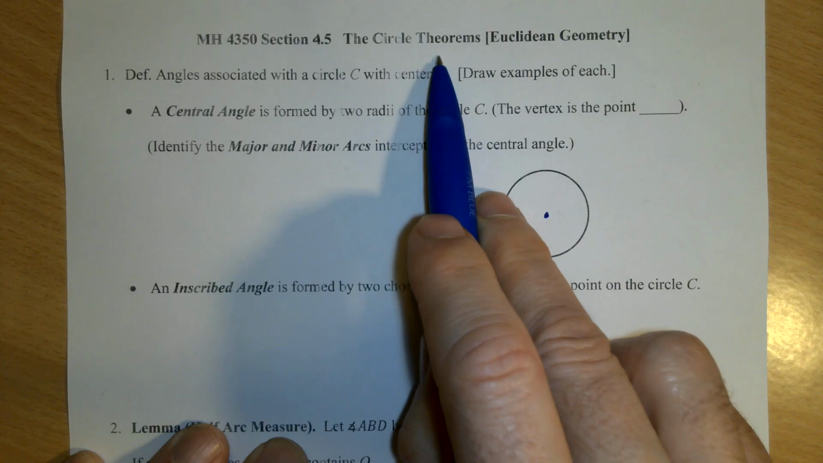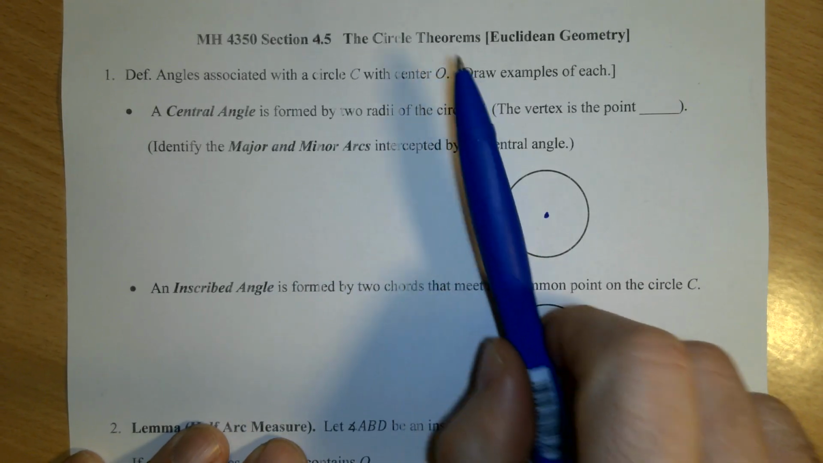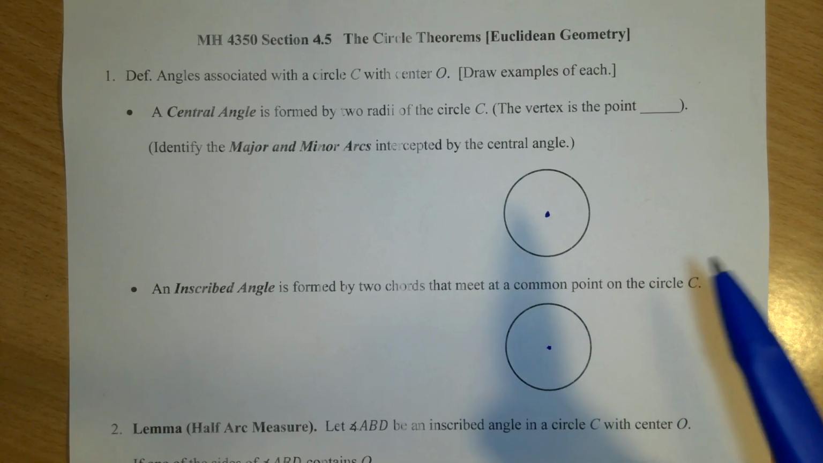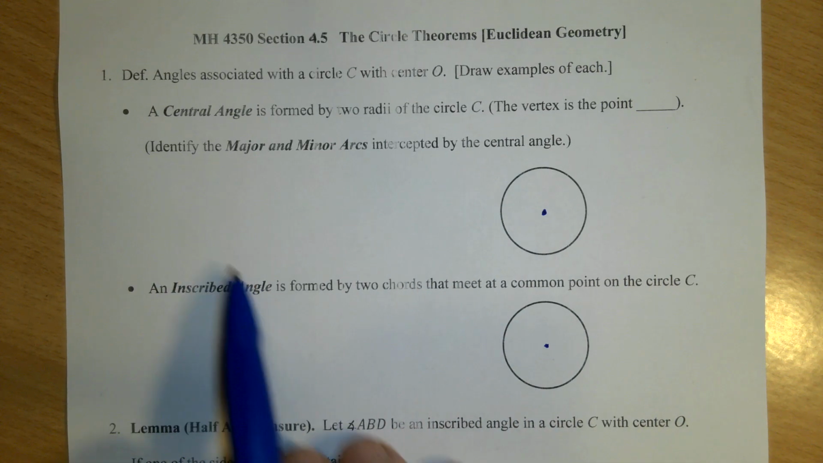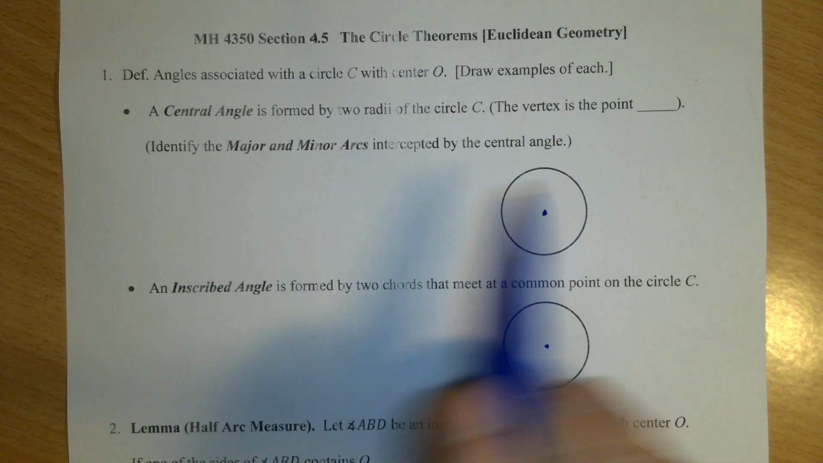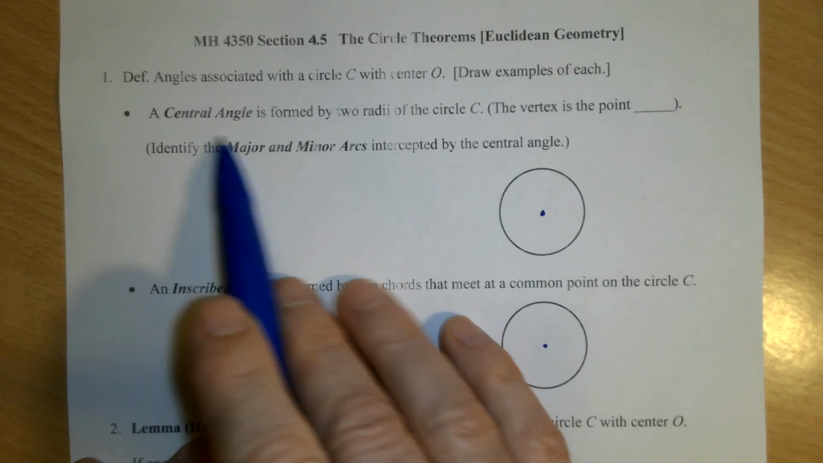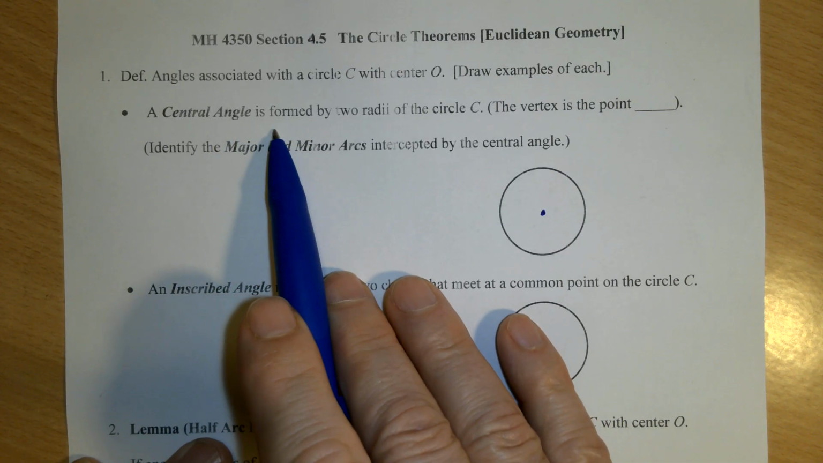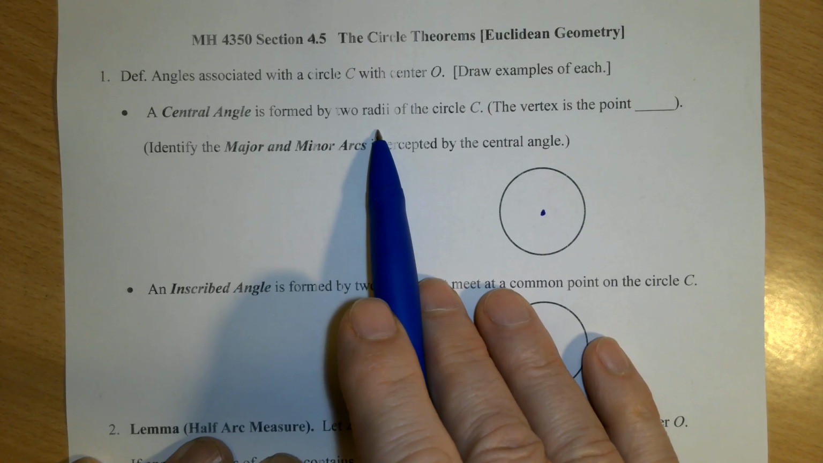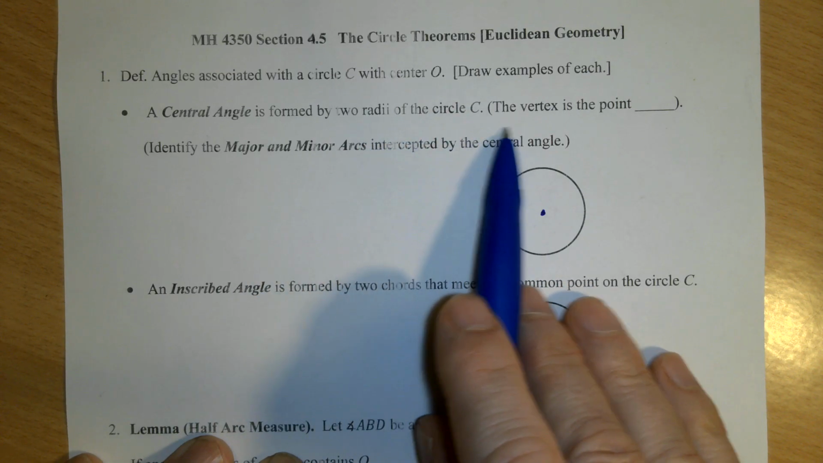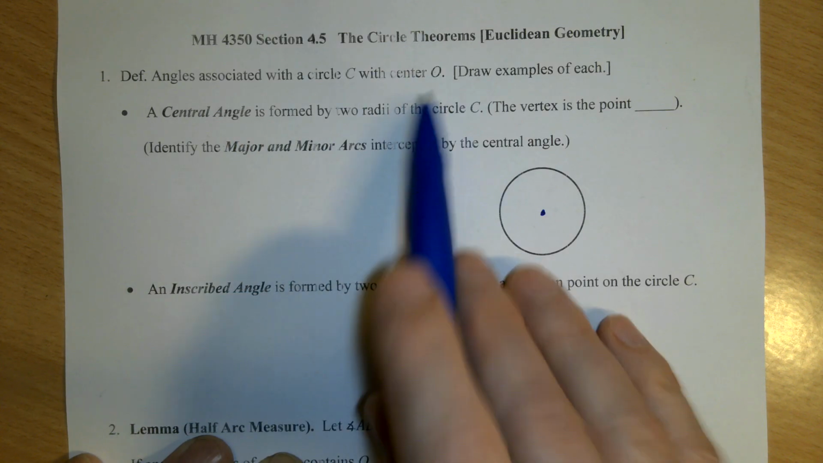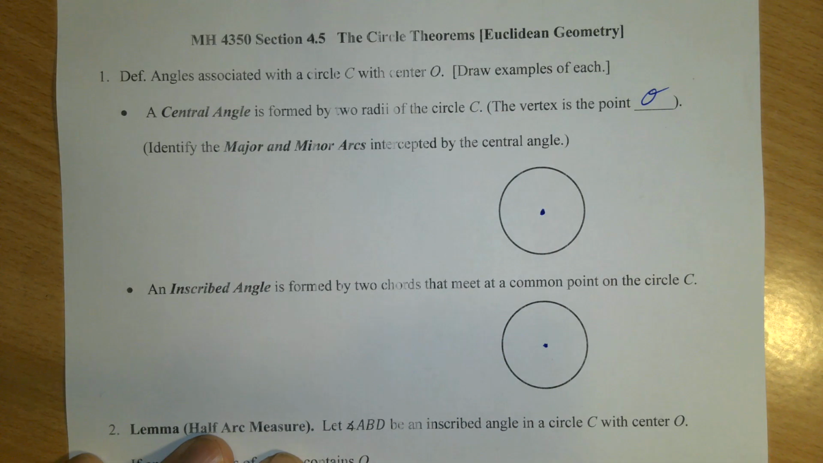All right, well, before we get to the circle theorems, we'll just note that there are several important angles that are associated with a circle. Two of the most important we'll look at right now, a central angle and an inscribed angle. The central angle is formed by any two radii of the circle, and the vertex of each central angle will be the center O of the circle.